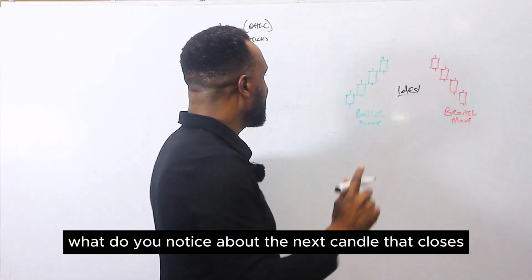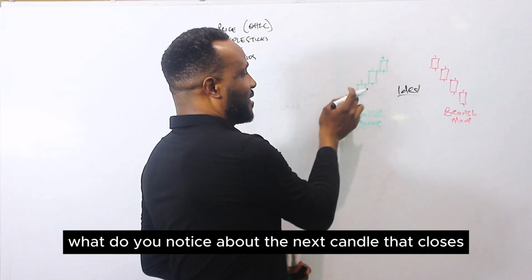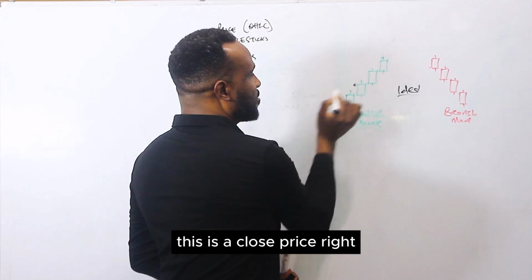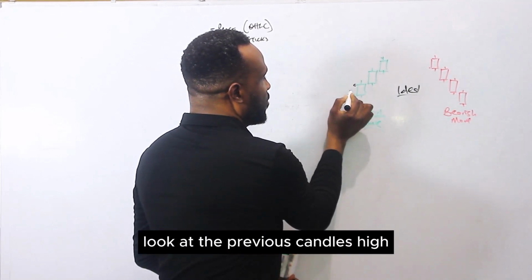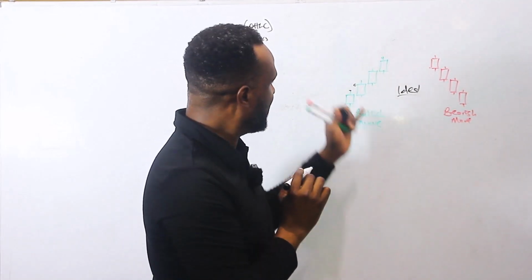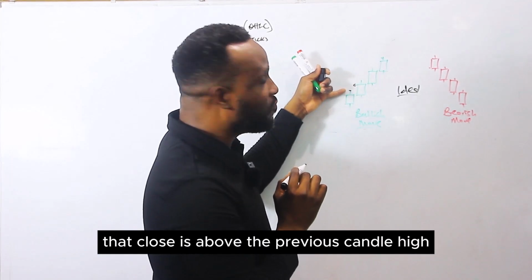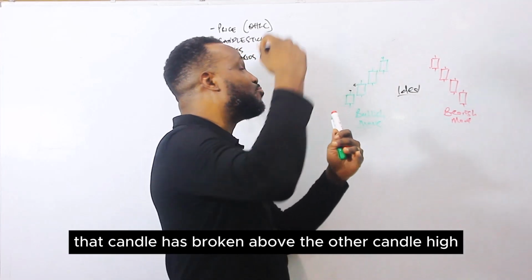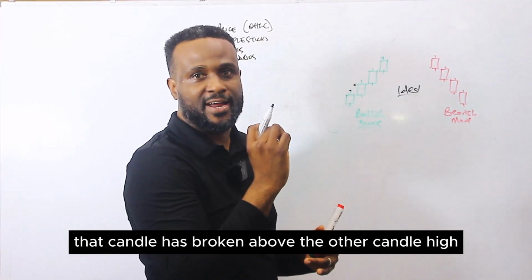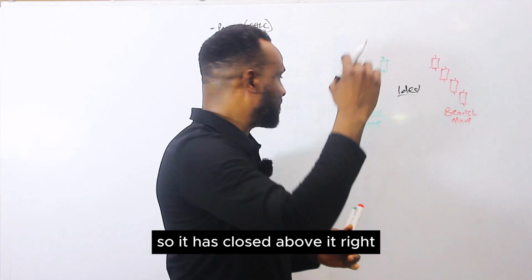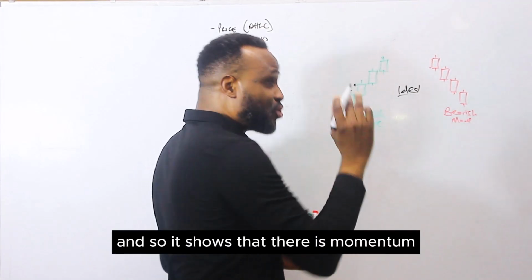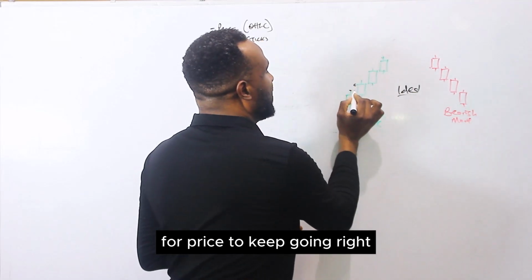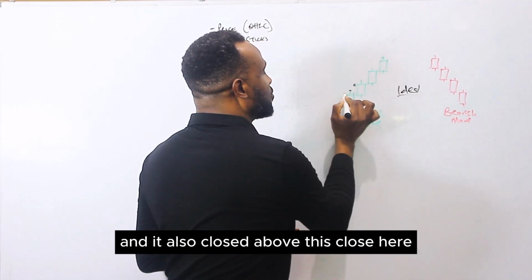What do you notice about the next candle that closes, a bullish candle in this example? This is a close price, right? Look at the previous candle's high. That close is above the previous candle high. So that candle has broken above the other candle high. It has closed above it, right? And so it shows that there is momentum for price to keep going. And it also closed above this close here.